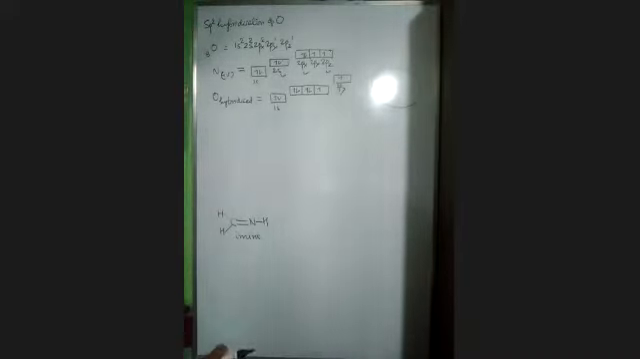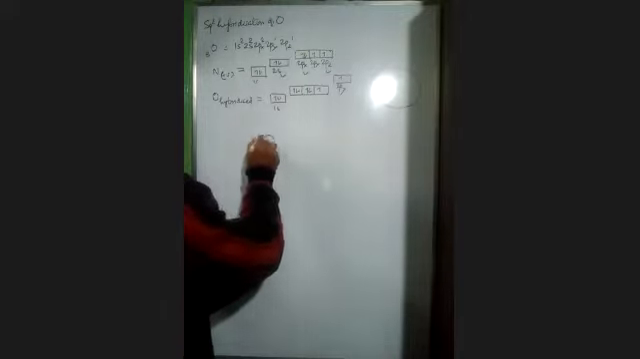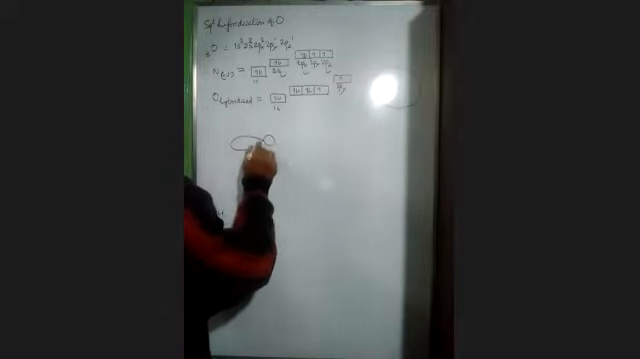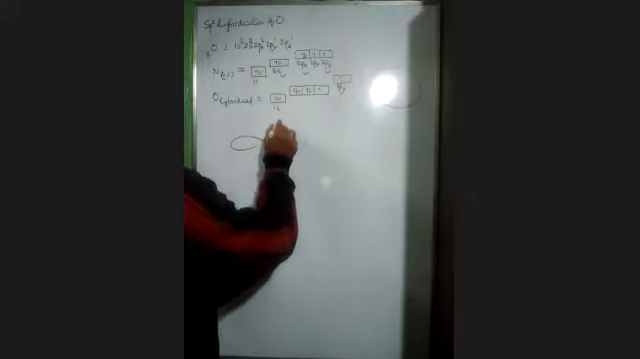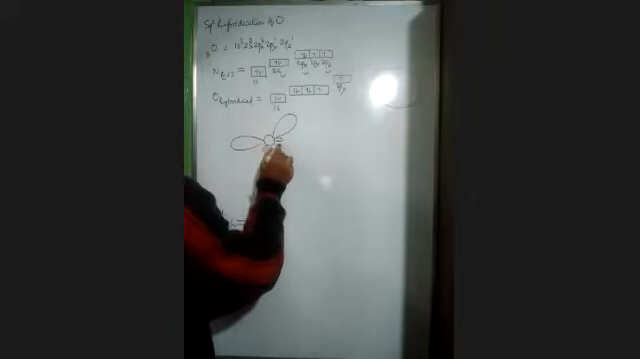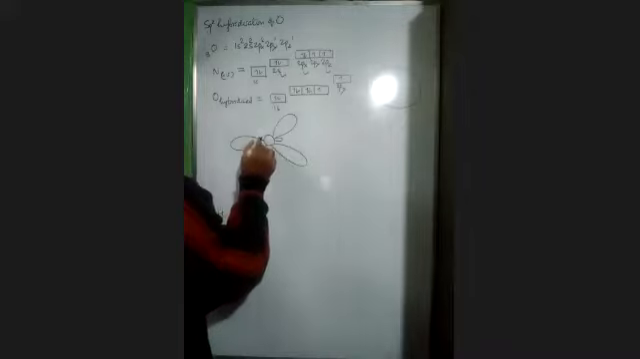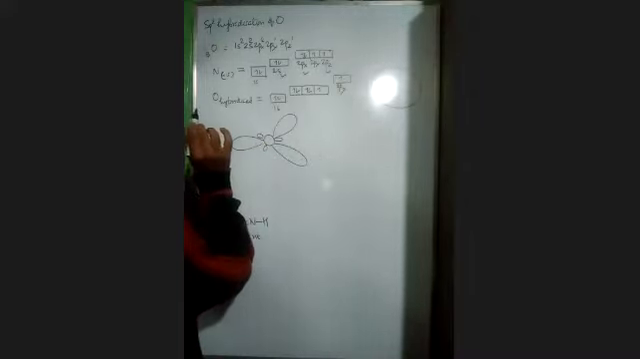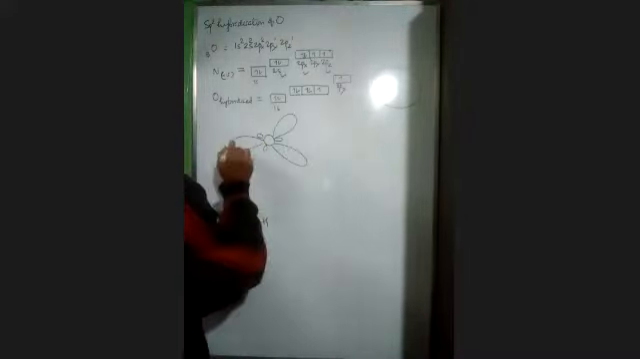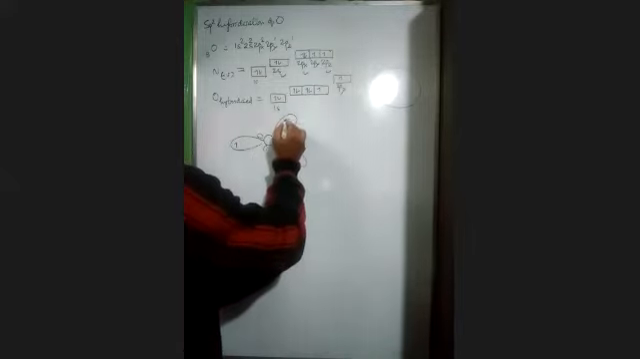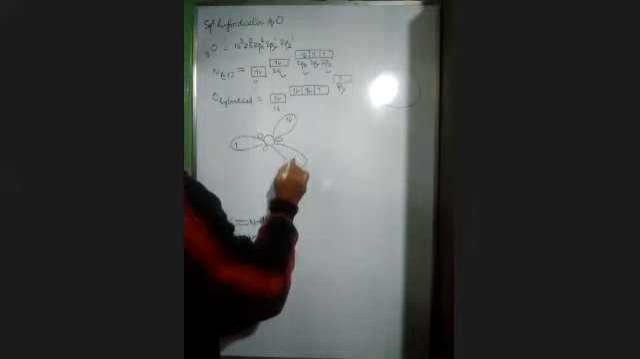Okay, see here, I'll draw it like this. This is oxygen. This is the first, this is the second, and this is the third. This is the hybridized orbital. Okay, so I'll put this pair of electrons here, and this pair of electrons here. All right.